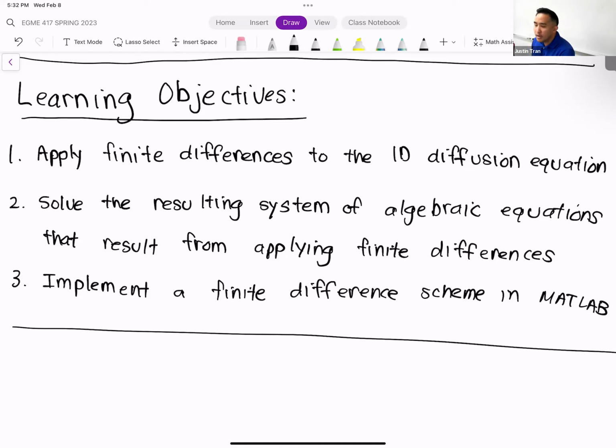Okay, all right, so let's go ahead and get started. And today what we're going to do is we're going to apply finite differences to the 1D diffusion equation.